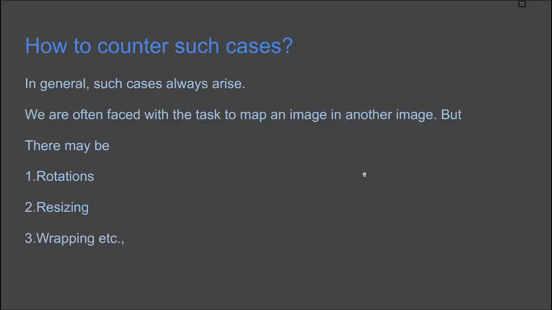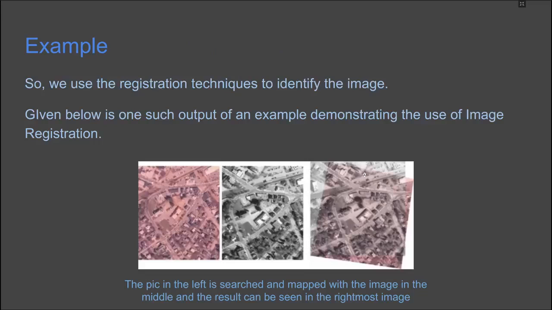Now let us take a look at another common example of image registration. Here we can see three pictures. The picture on the right is to be searched in picture 2. Picture 3, which is on the right, shows us that picture 1 is rotated and scaled in such a way that it maps onto itself in image 2. This is one of the most commonly used applications of image registration, which is aligning a given picture to another picture. This is also similar to the applications we find in medical imaging.